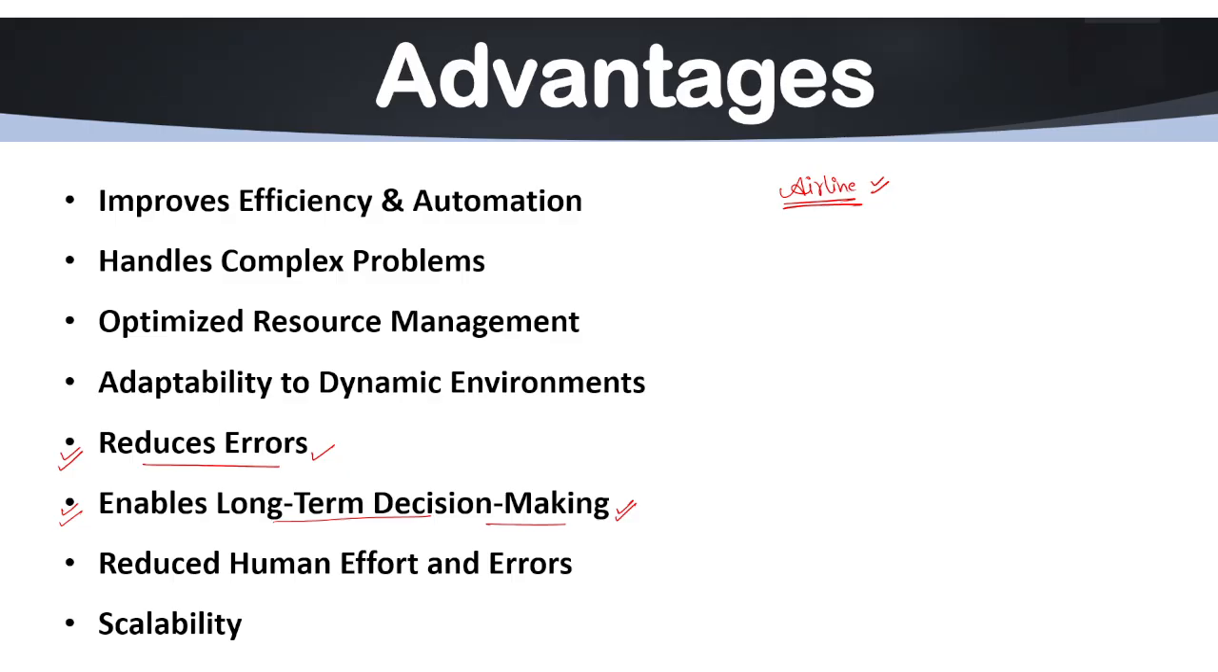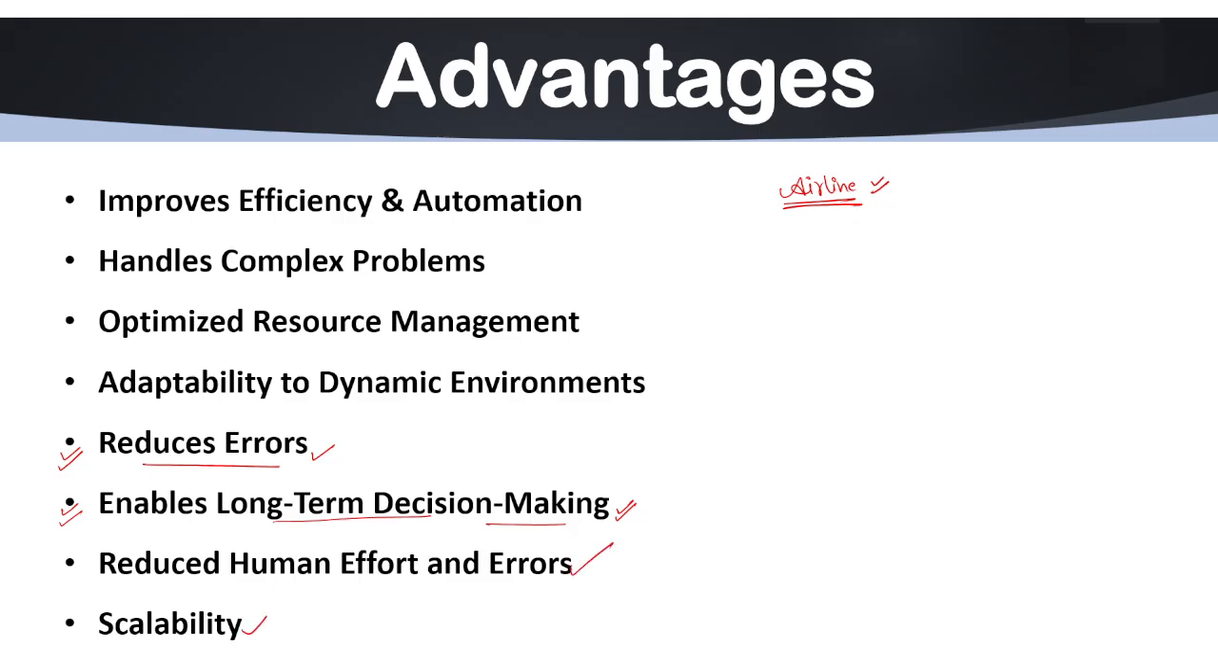Next advantage we have is reduced human efforts and errors. So AI reduces human interventions, lowering the chances of mistakes in planning and execution. For example, AI-powered robots in manufacturing plants can plan and execute assembly processes with minimal errors. Right? This is the reduced human efforts and errors.